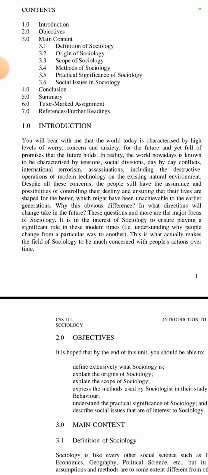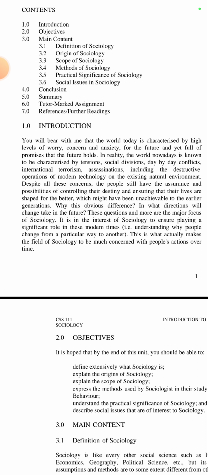Despite all these concerns, people still have the assurance and possibility of controlling their destiny and ensuring that their lives are shaped for the better, which might have been unachievable for earlier generations. Why this obvious difference? In what direction will change take in the future? These questions are the major focus of sociology.